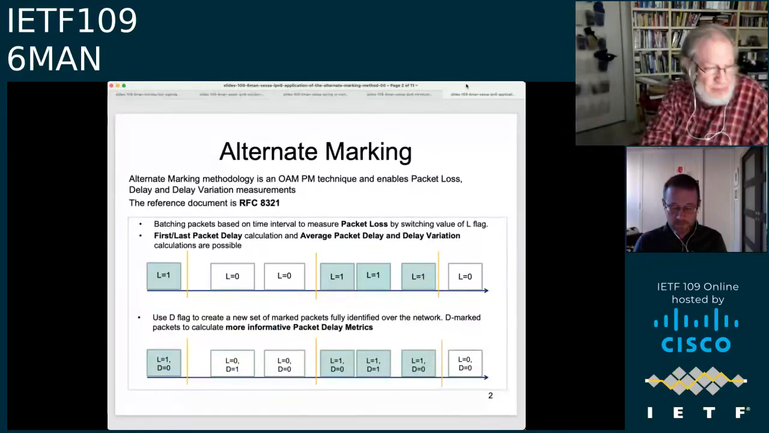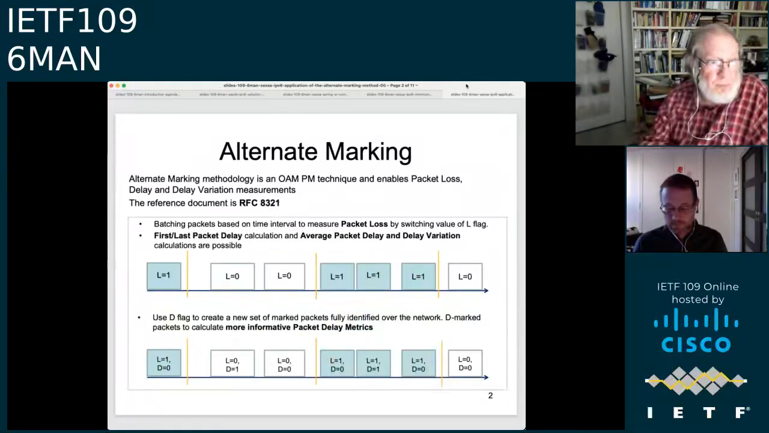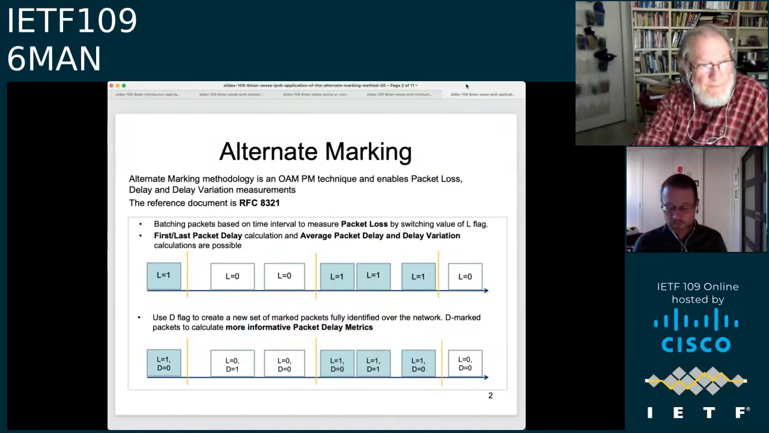The basic idea is to batch the packets based on time interval or number of packets by switching the flag. In this way, you can create batches of packets over the network. For single marking, you can use the first and last packet to measure the delay variation. Otherwise, you can add one more bit, and that's why we are asking for 2 bits, that is the delay bit, that can be used to select some special packets that are dedicated for delay and are fully recognized over the network. So next slide.